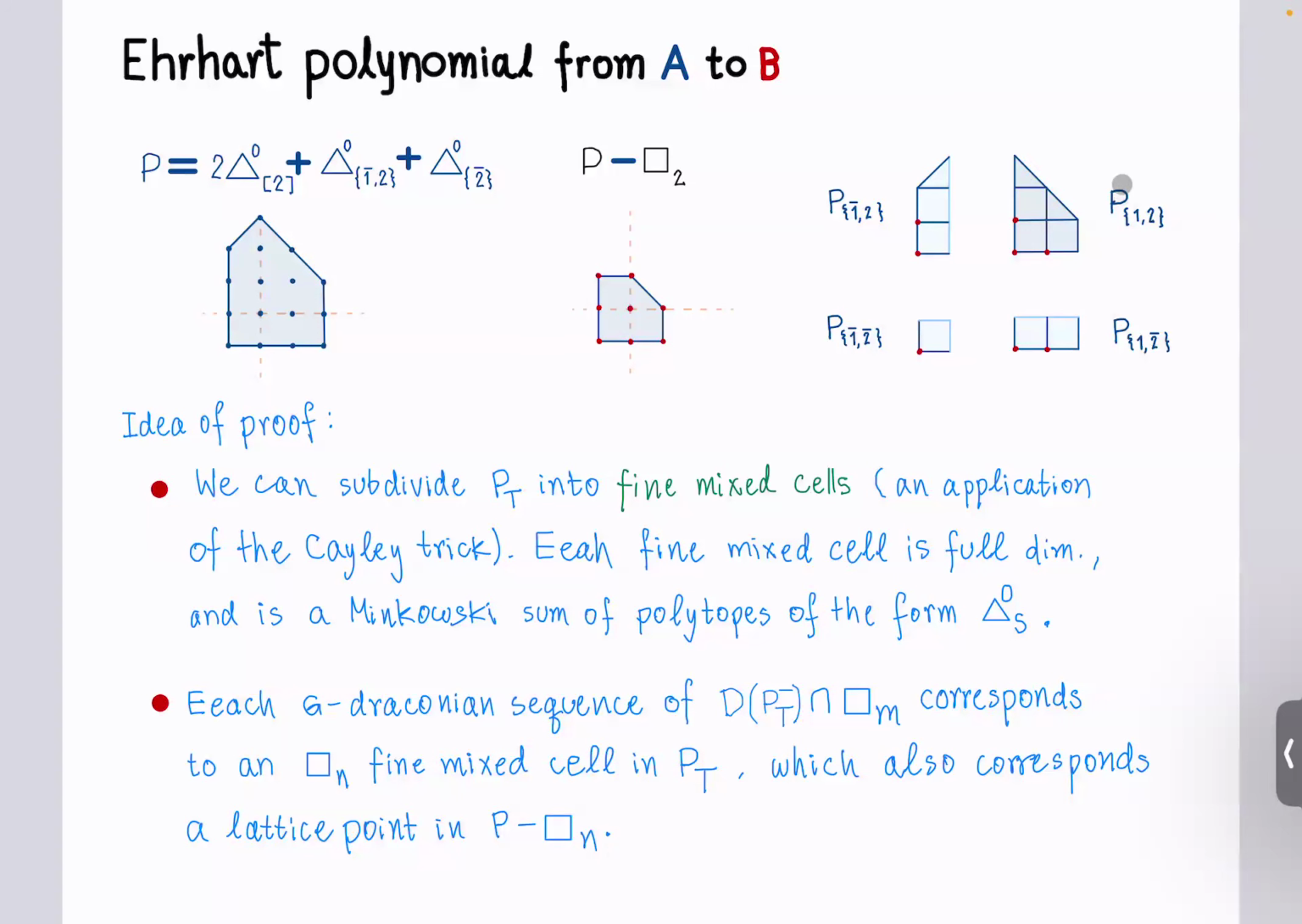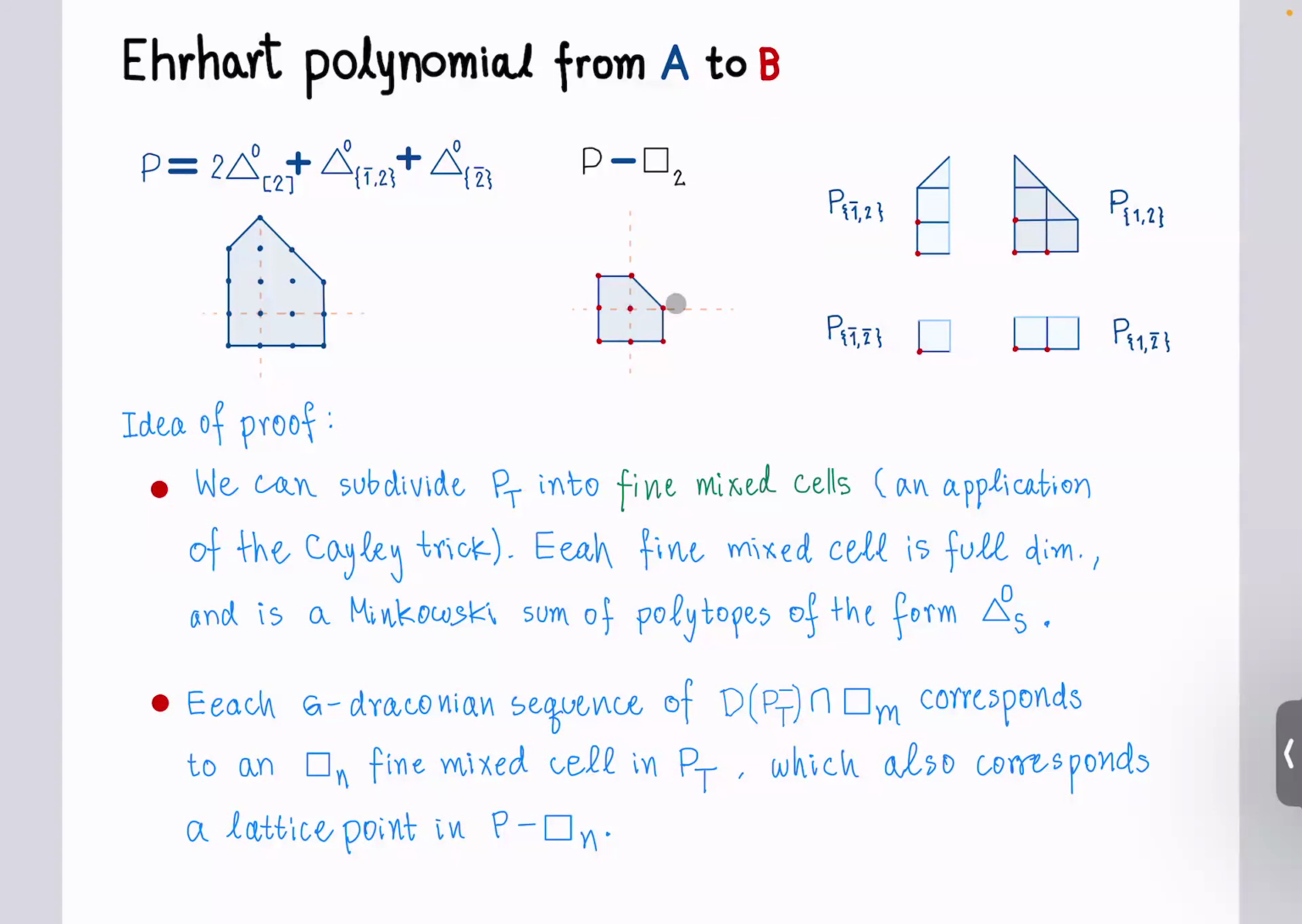So we have this P_T here. Let's look at the first piece on the top right. And I claim that each G-Draconian sequence in here corresponds to a cell that is a unit cube. How many cells? There are 3 of them, and each one of them corresponds to exactly one lattice point. So you have 3 of them here, and it corresponds to this 3 in P minus 2 cube.